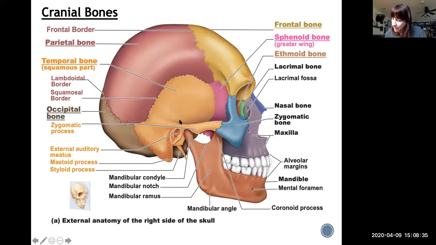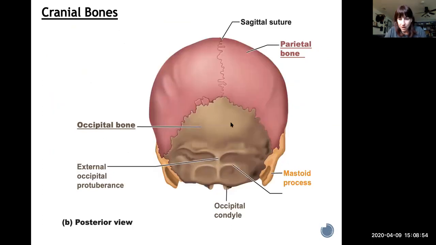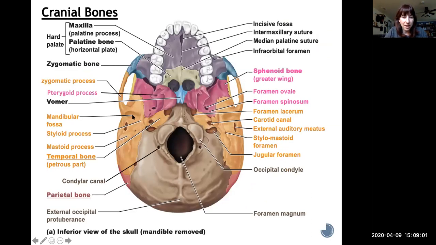Okay, so that is all of that first part, that first chunk. Okay, so we basically have covered all of these that you can see from the outside now. The rest of them are stuff that you can see from other views, from the inside. So let's see if we can find them. We can see, again, the mastoid process of the temporal bones here from a posterior view. Down here from an inferior view, again, here is the zygomatic process, the styloid process, the mastoid process is here. The external auditory meatus is labeled on this side.